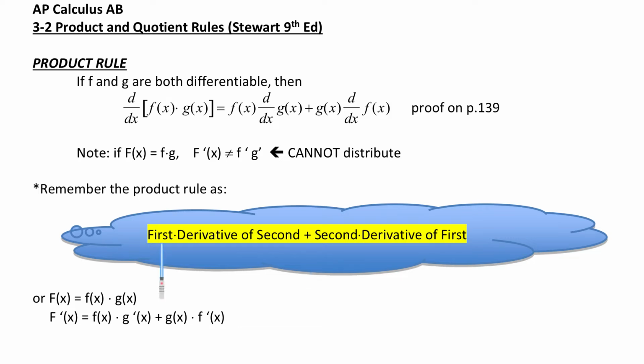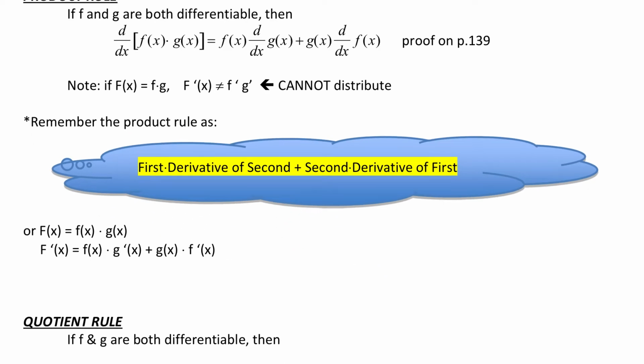But typically, we're going to say first times derivative of the second plus the second times the derivative of the first. So if I put it in a notation like this, it's going to be f prime of x for this will be f of x times g prime of x plus g of x times f prime of x. So basically what you are doing is make sure you're multiplying each one by the derivative of the other function. That's pretty much it.